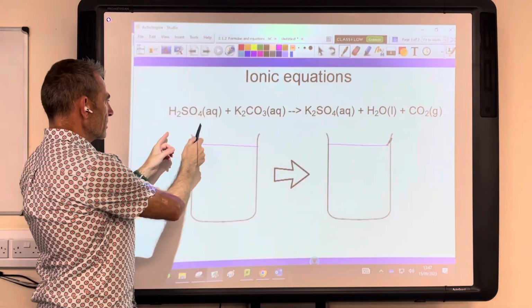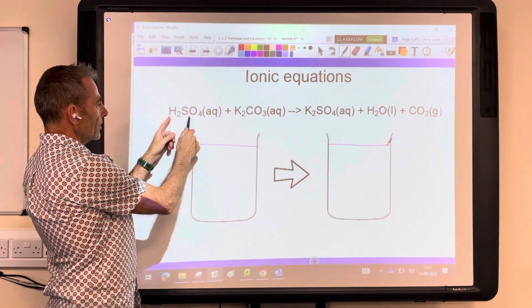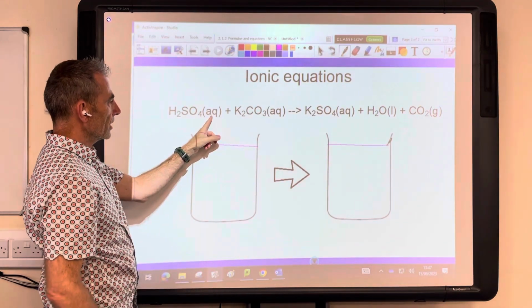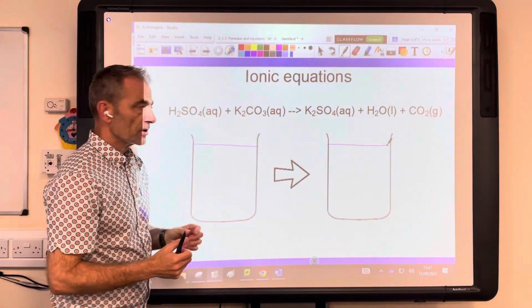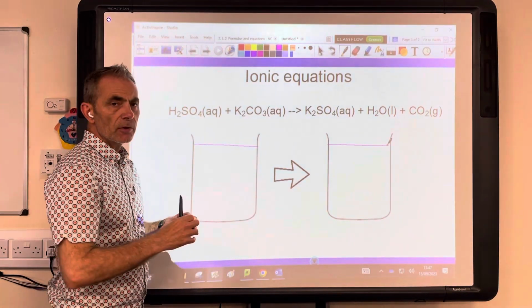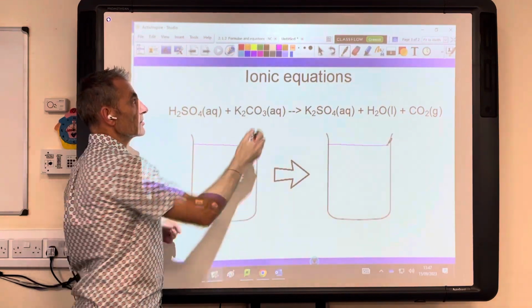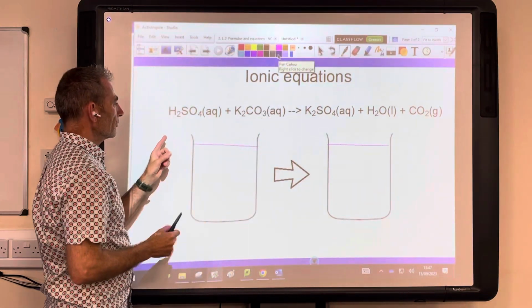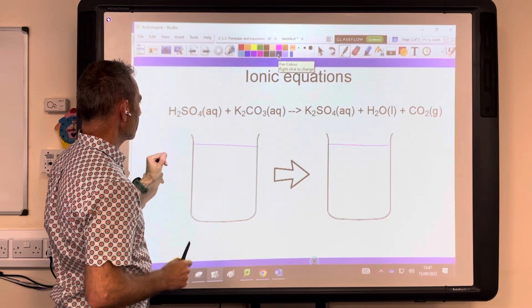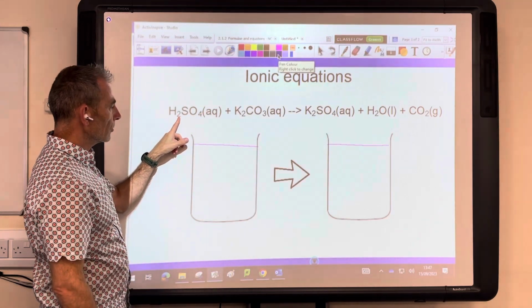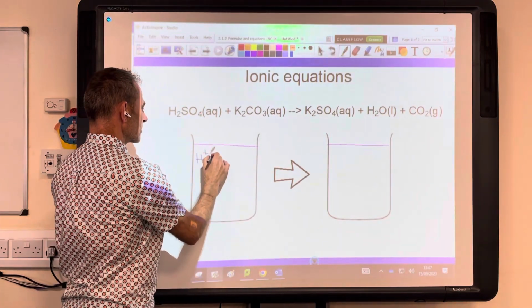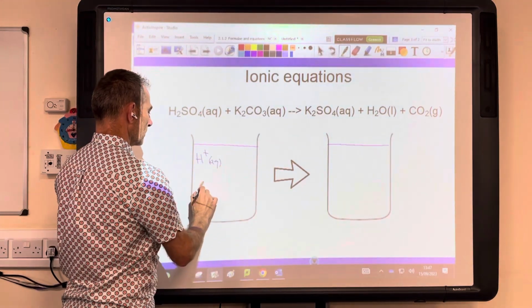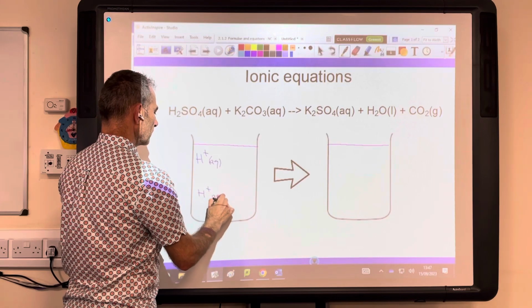So what have we got here? Well, we've got 1 mole of H2SO4, but the important thing is that it's aqueous. So any aqueous substance you've got in your equation, you must break it into its ions. So what have we got in a mole of sulfuric acid? We've got 2 H plus ions. So I'm going to write H plus twice in this beaker. Just put them anywhere in the beaker.